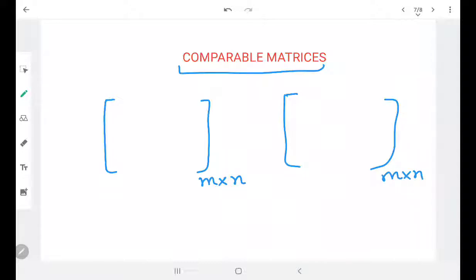So two matrices are called comparable matrices if they have the same order. That means the number of rows in the first should be equal to the number of rows in the second, and the number of columns in the first must be equal to the number of columns in the second. Otherwise you cannot compare them.